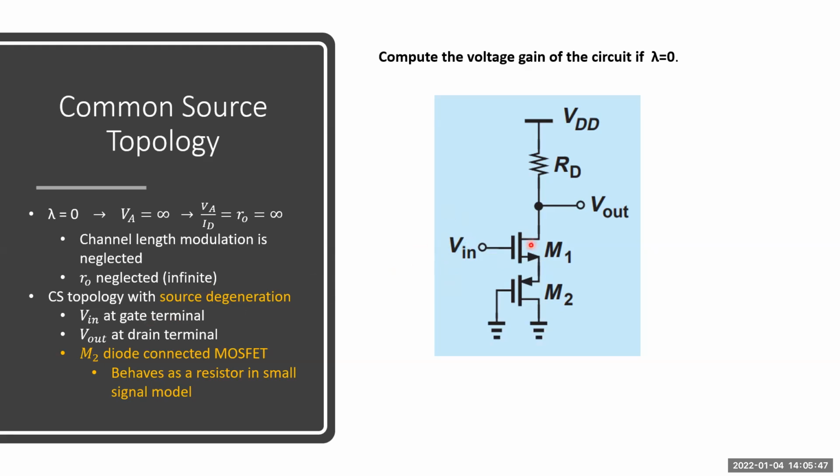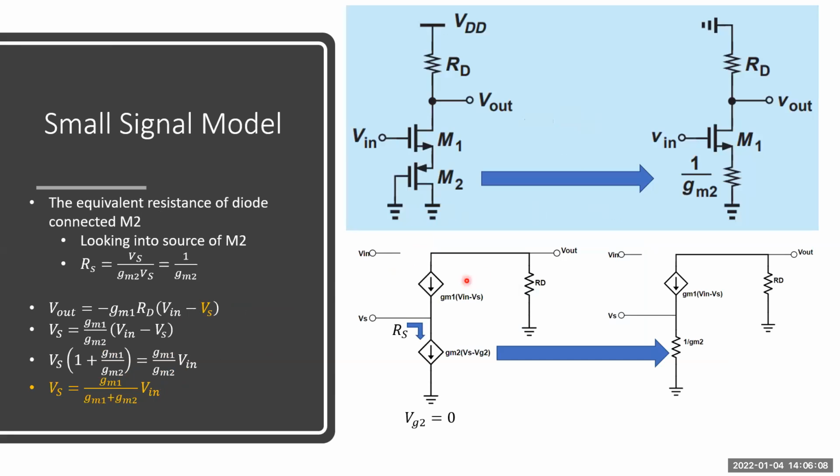Why is it called source degeneration? Because there is no resistor here. Instead of a source resistance, diode connected MOSFET M2 is used. This is diode connected because gate and drain are connected together, and it behaves as a resistor in the small signal model. We need to build the small signal model of this circuit as shown here, and ro is infinite. That's why ro is not included in the small signal model.